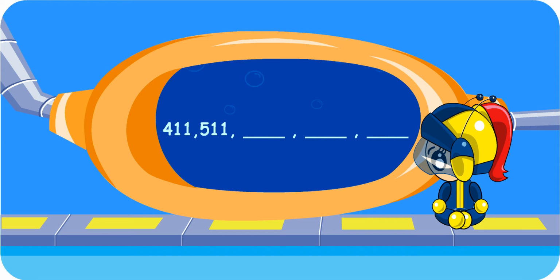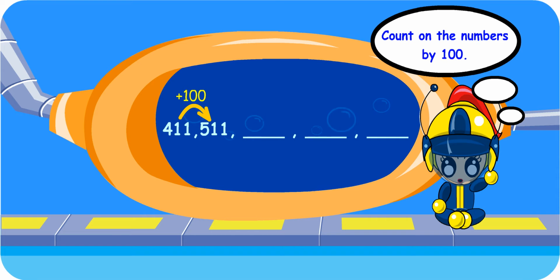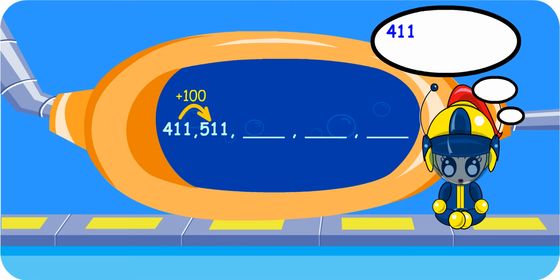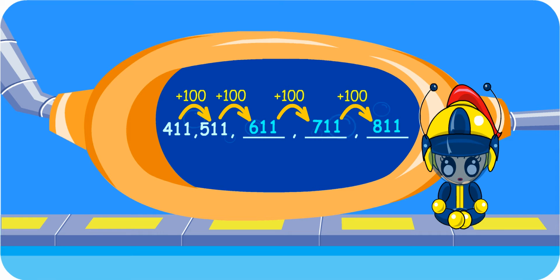That's not difficult. The first number and the second number differ by 100. So this number sequence increased by 100. I count on the numbers by 100s. 411, 511, 611, 711, 811. Thus, the numbers after 511 are 611, 711, and 811. Well done, Turbo Girl.